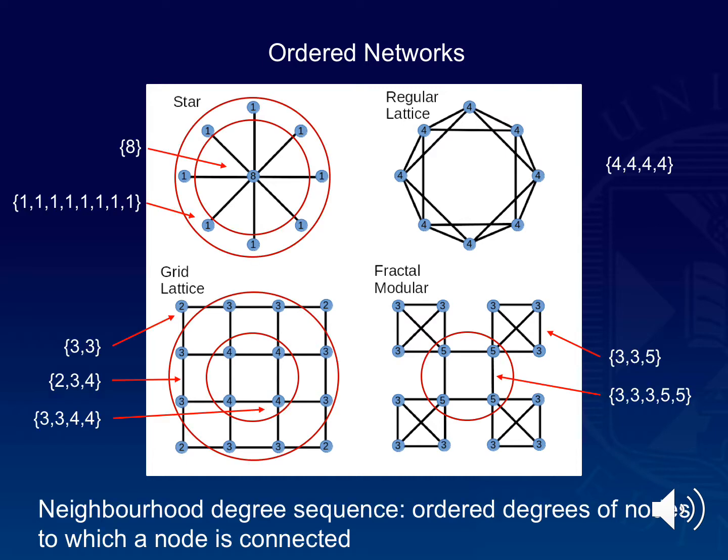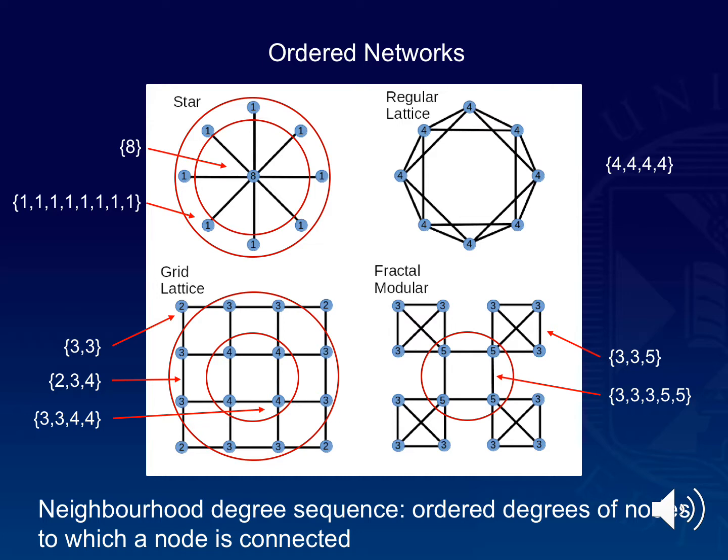If you'll notice, what I noticed was that basically nodes with the same degree have highly homogeneous neighborhood degree sequences. So the degrees of the nodes that these nodes connect to are basically the same in these examples for nodes of the same degree. So in the top left, the star network, all nodes of degree 1 have a neighborhood degree sequence of 8, because they all connect to a node of degree 8, and they all just have degree 1.